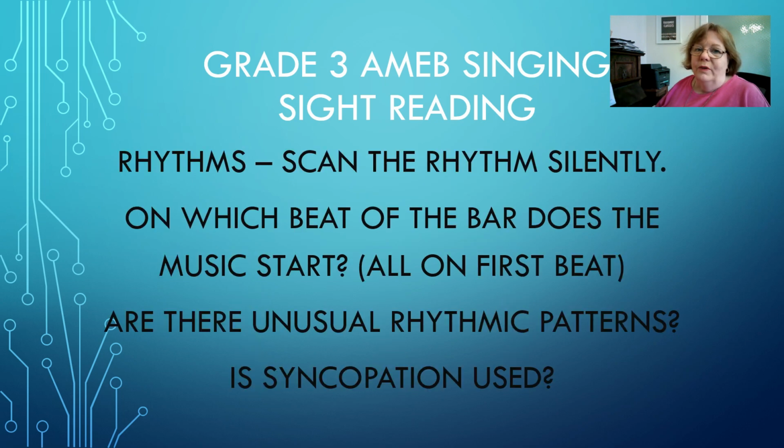You need to look at the rhythms. So scan the rhythm silently, and getting the rhythm correct is half of the mark for the sight reading. So if you can get the rhythm right, you're halfway there. Then on which beat of the bar does the music start? Now, on all of the pieces in grade 3, they start on the first beat of the bar. There is one example where there's a rest, but that's still considered the first beat of the bar.